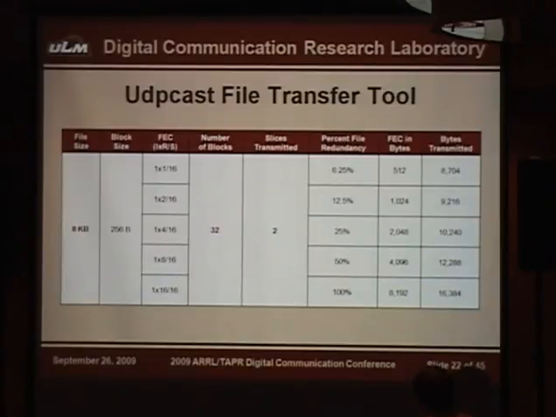Did the same thing for an 8K file. Again, at 100%, I'm basically transmitting two 8K blocks, or 16 kilobytes worth of data. If I dial it down to 6%, it's a little over 8,700 bytes. Same thing for 16. Obviously, as I increase to 100%, I'm basically transmitting twice what the original file size was. At 6.25% FEC, I've got about 1,700 bytes.